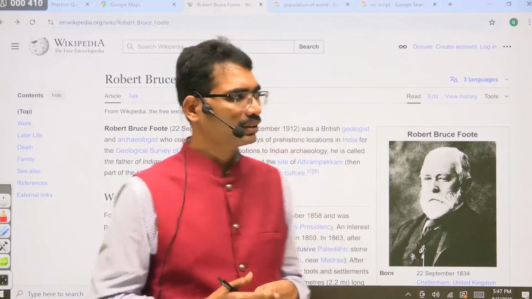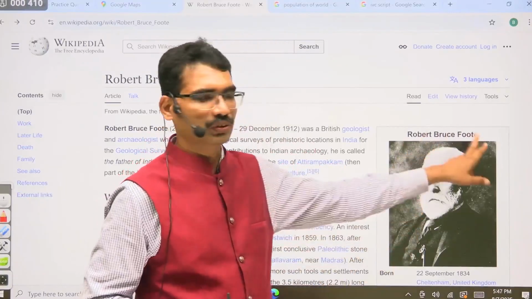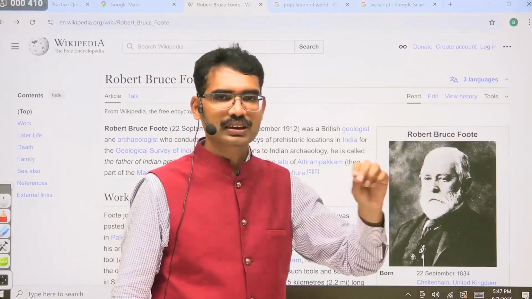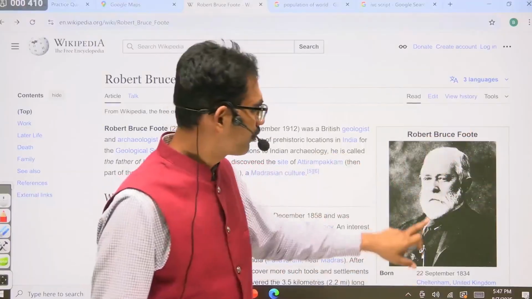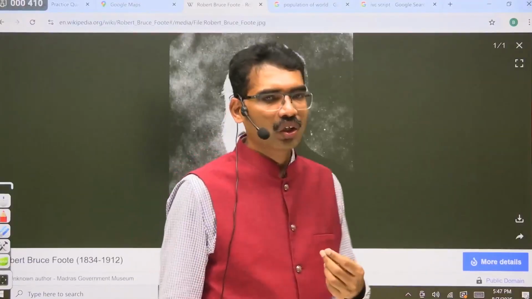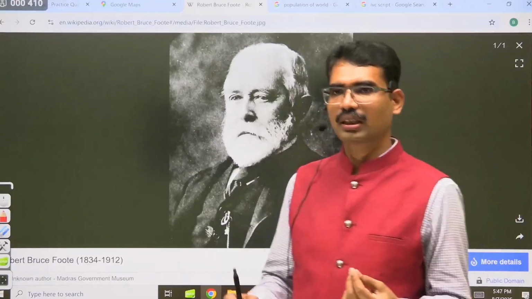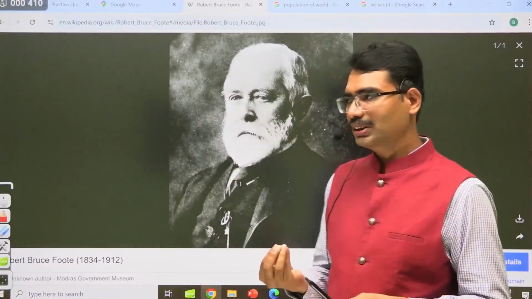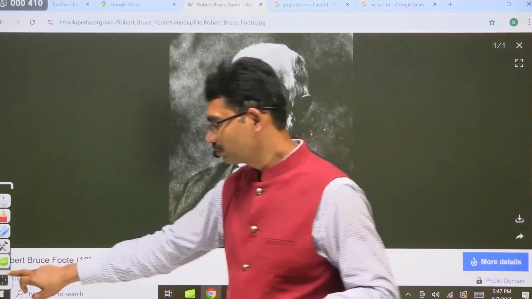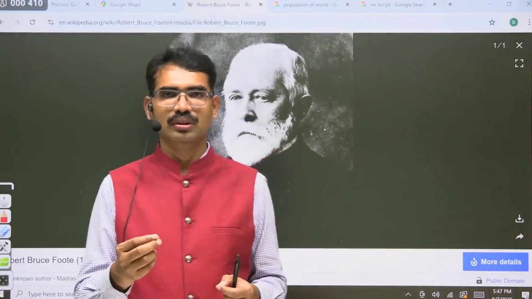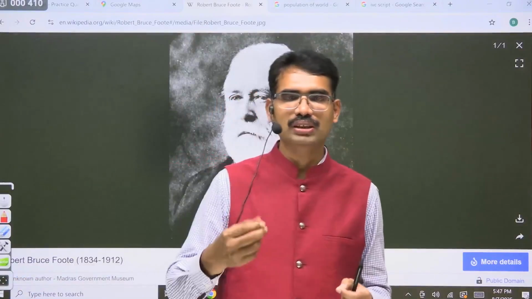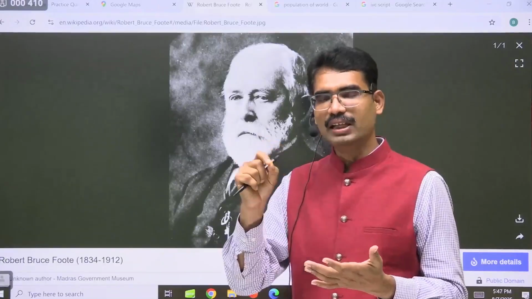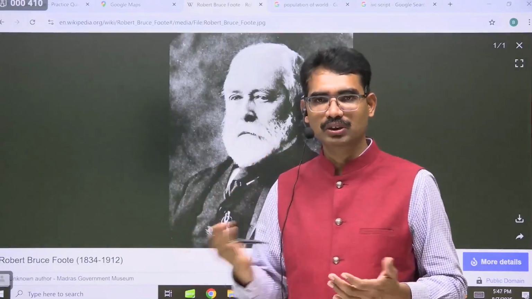In the process, one person was Robert Bruce Foote. Important prelims question: Robert Bruce Foote. Nowadays, UPSC is asking about archaeologists also. He is the one who, accidentally, discovered one stone. With observation, he identified that this is not a natural stone, but a stone that was used as a tool for something. If something is a tool, it means someone has made a tool out of naturally available stone.